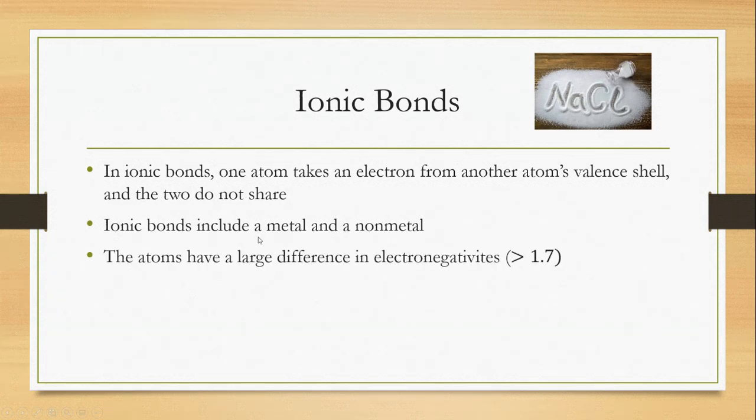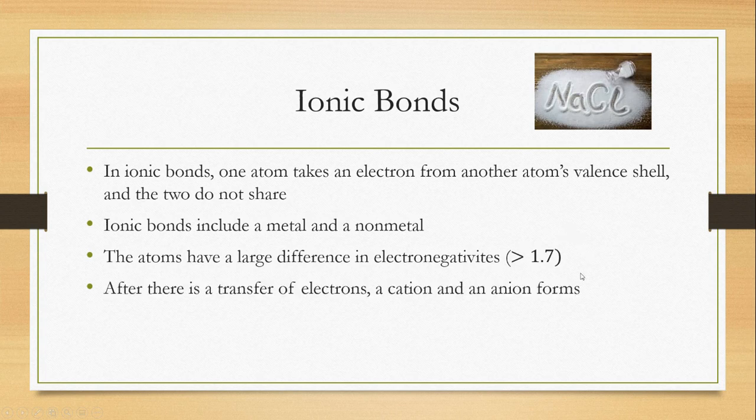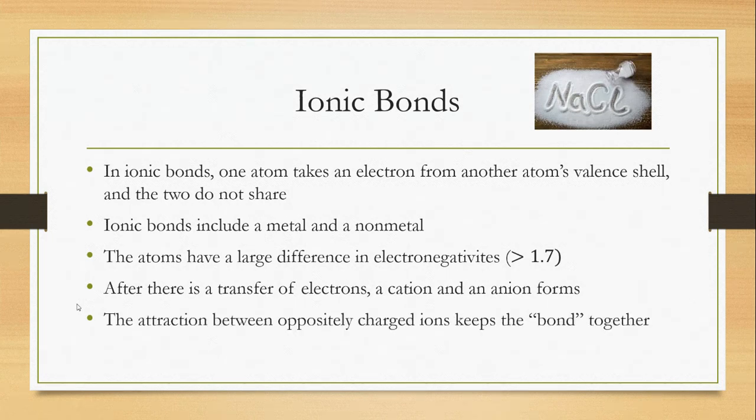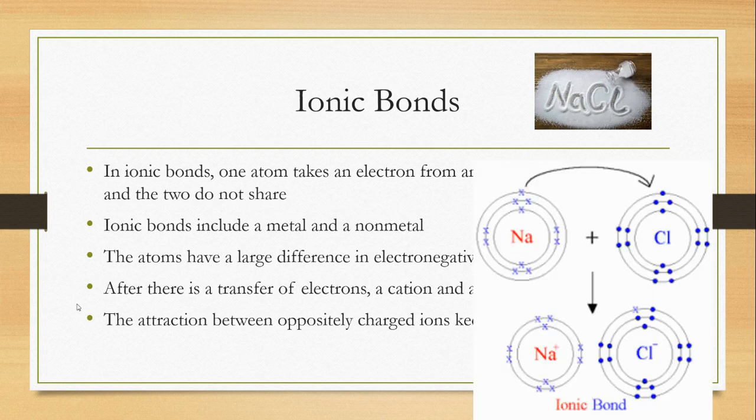The atoms have a large difference in electronegativities, normally greater than 1.7. These values will be given to you if you should ever have to calculate a difference in electronegativity. After there is a transfer of electrons, a cation and an anion will form. Remember, a cation is a positively charged ion and an anion is a negatively charged ion. The attraction between the oppositely charged ions will keep the bond together. And I have "bond" in quotation marks because it's not really a physical bond holding it together, it's just an attraction of oppositely charged ions.